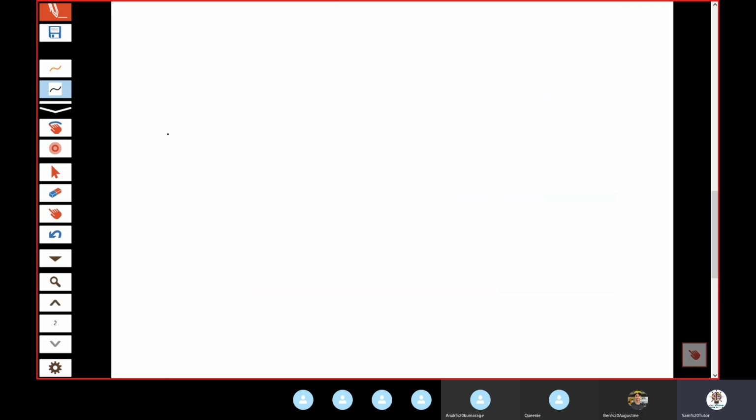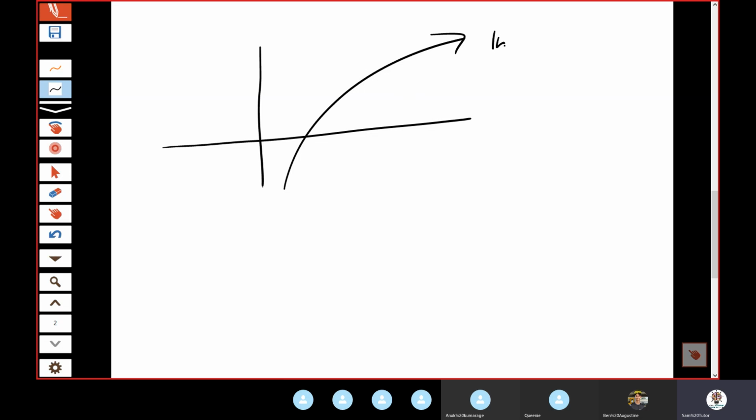So let's do one more. There's ln x again. There's n. There's n plus 1. Think of the two different rectangles that are made. Ben, do you want to try this one? Area below would be what?